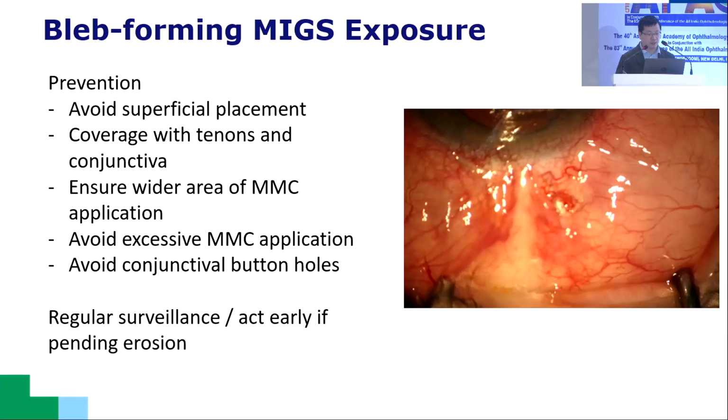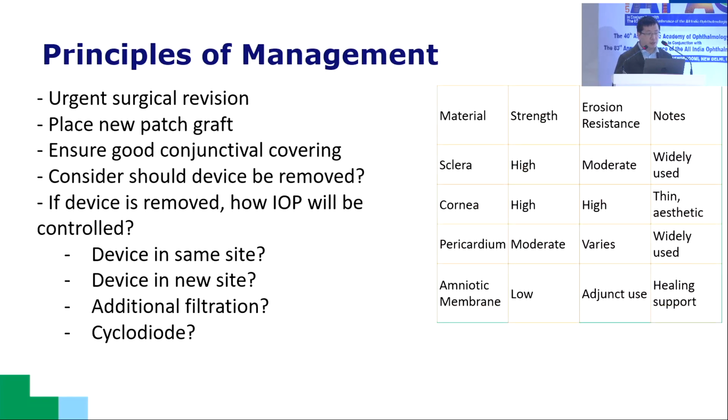All these devices need regular surveillance to look out for early erosion. The principle of management is that they should have urgent or semi-urgent surgical revision. Often they need some sort of patching over the device, and you need to ensure there's good conjunctival covering over the new patch. You have to think about whether to leave the device in, reposition it, or even remove it.